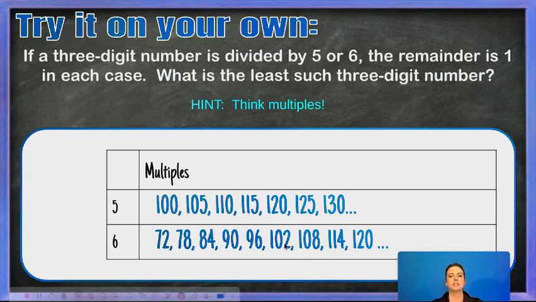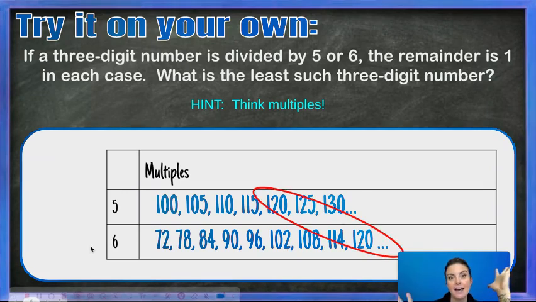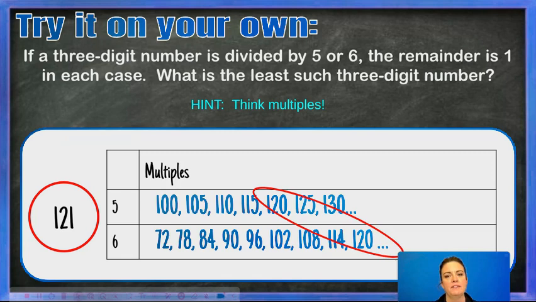So once I get to the 3 digits, I see one that's the same on both lists. Dun, da, da, da. 120 is a common multiple of 5 and 6. It's the least common 3-digit multiple of 5 and 6. But now we go back to the problem and we see that I'm going to divide it by 5 or 6, but I'm going to have 1 left over. So it has to be 1 higher than 120. 121 divided by 5, I'd have a remainder of 1. Divided by 6, I'd have a remainder of 1.